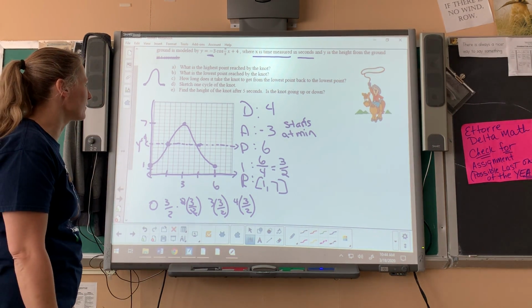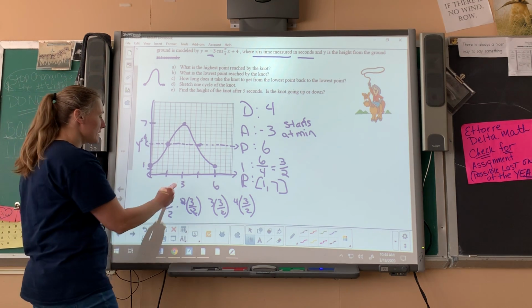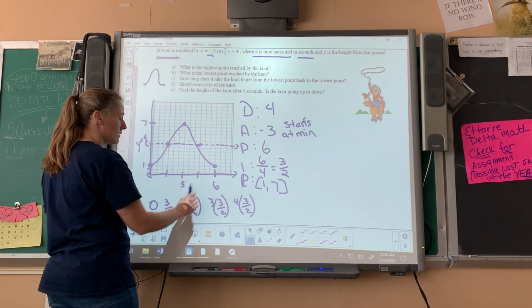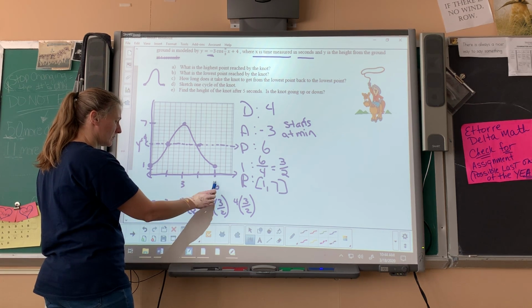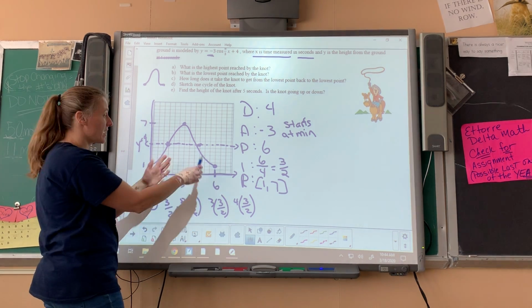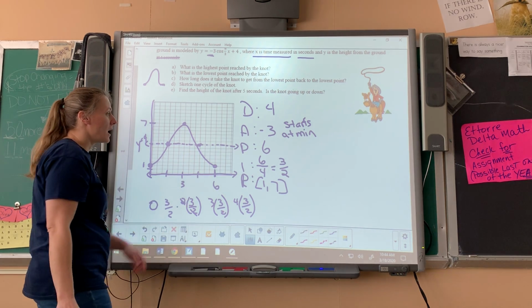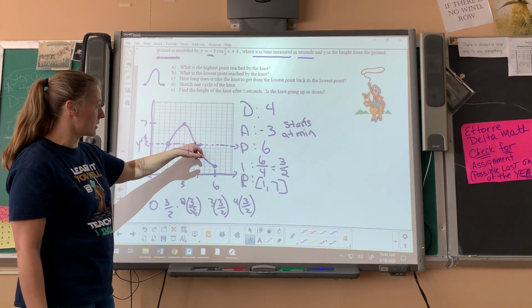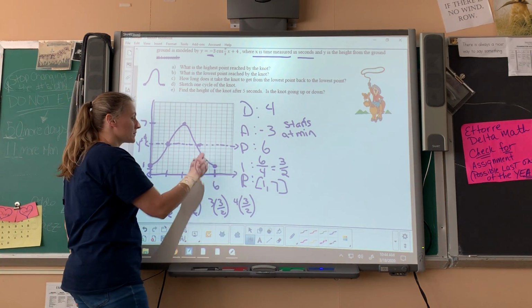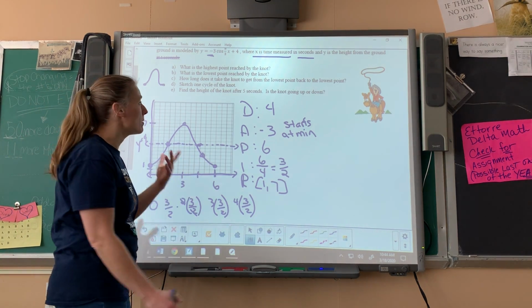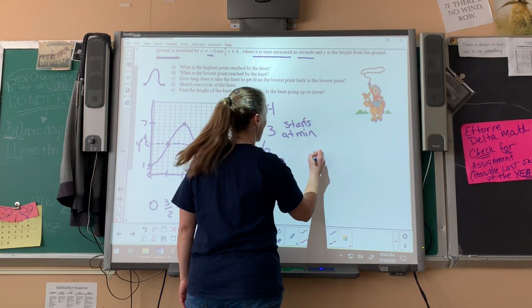Find the height of the knot after 5 seconds. So 5 seconds would be right around here somewhere. This is 3, no, right here, yeah, in this area, somewhere around here. So 9/2, maybe it's over here, okay, somewhere there. I don't know what it is. Plug it into the calculator, again in radians.